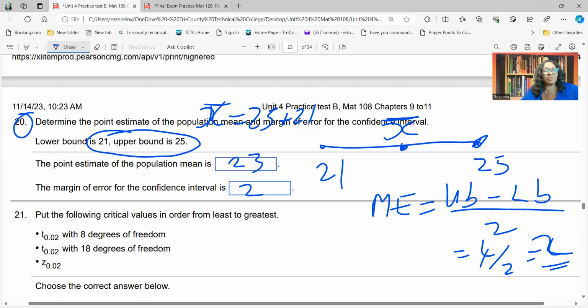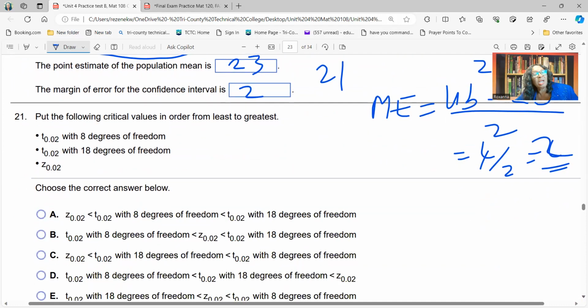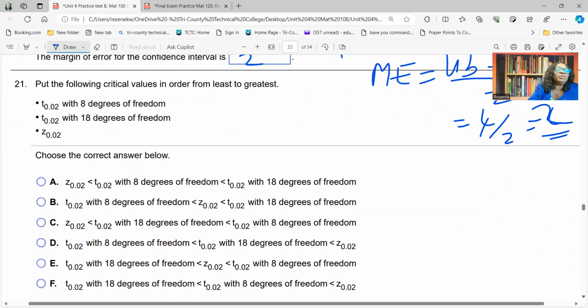Put the following critical values in order. I hope you know that this is a T critical value, and T critical value depends on the degrees of freedom. When you are told that it has 8 degrees of freedom, then you know that sample size is 9. If this sample size is 9, this one has sample size 19. So find the critical value.